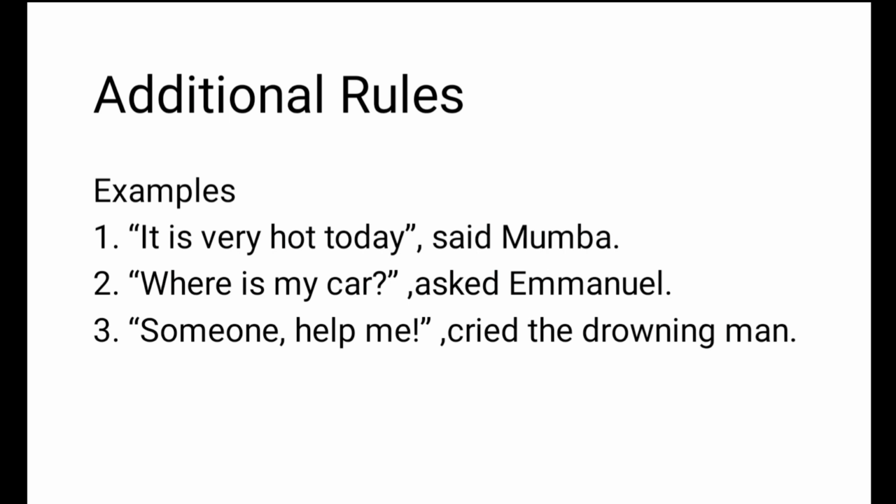The third one: "Someone help me," cried the drowning man. So we are still doing the same. You open your sentence with the first inverted commas, beginning with a capital letter, "Someone help me," all right, cried the drowning man. So that is what we do under the direct speech, all right?